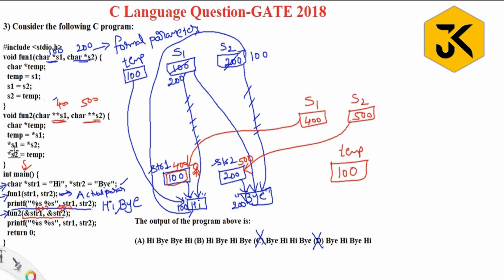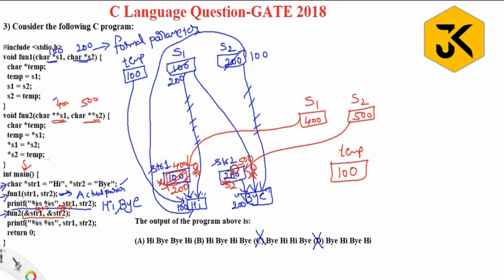Then *s1 equal to *s2. *s1 is inside. s2 means I am waiting outside, and *s2 means I am going inside 200. *s1 equal to *s2 means the *s2 value is copied to *s1. So 100 is replaced with 200. Next, *s2 equal to temp.